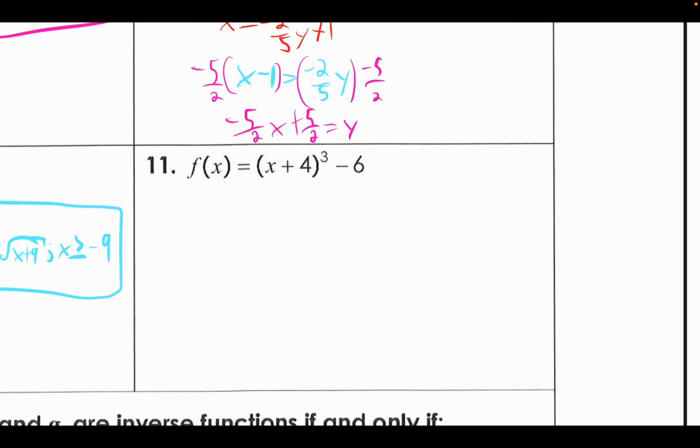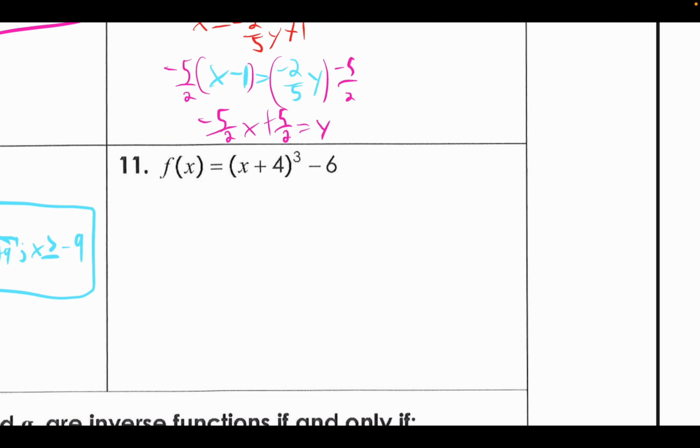Number 11. So once again, switch f of x for y, and then swap x and y. I'll add 6 to both sides.